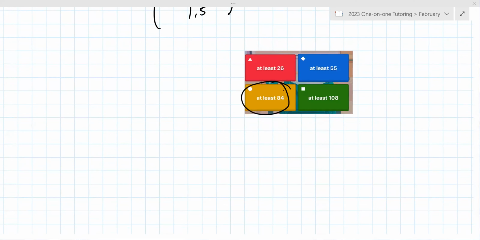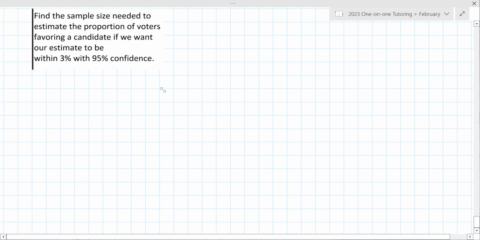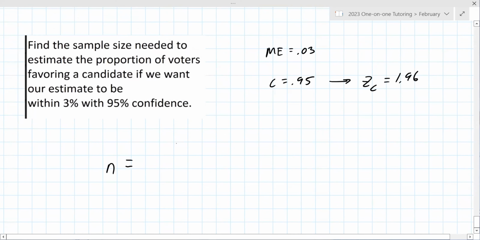So the other one here is proportions. This one's not as easy. It's a harder formula, I guess, to remember. You said you'd probably get those. So the margin of error this time is 0.03. The C is 0.95. So just like last time, the ZC is 1.96. And so the formula for n this time is the ZC over the margin of error, squared.